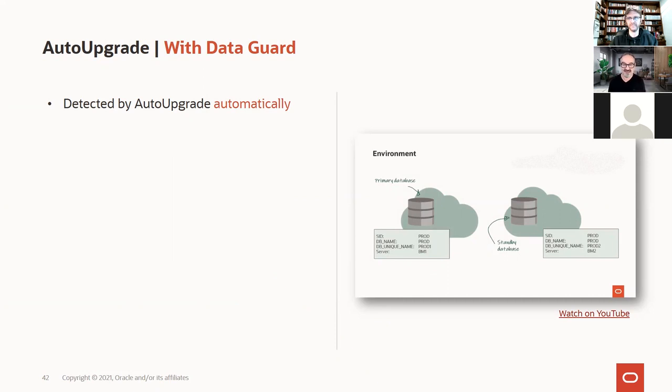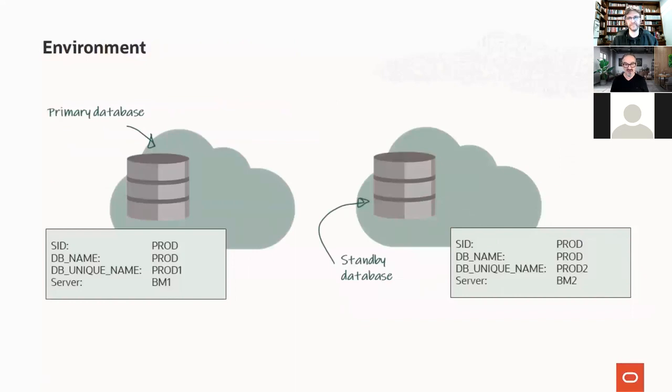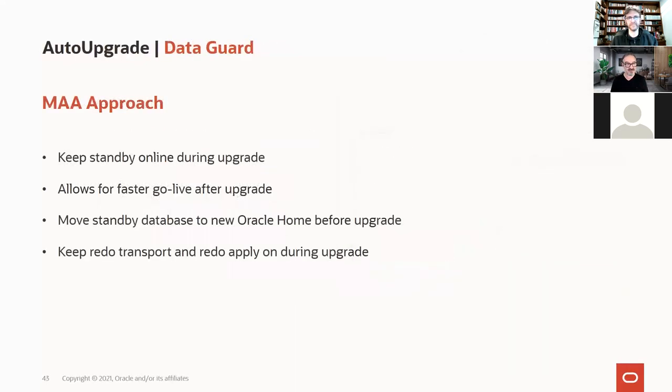AutoUpgrade now detects this situation. It detects that there's a Data Guard environment out there, and it works with broker managed and manual Data Guard environments. The primary database is handled by AutoUpgrade. The standby database needs to be handled by you. So you need to stop and start by yourself, because AutoUpgrade currently doesn't jump on the standby server and do the things for you. So we don't go into that here.